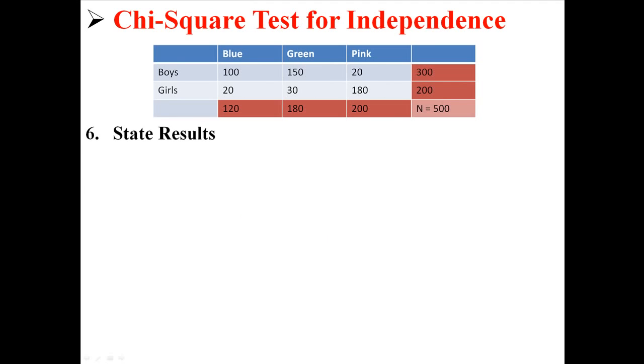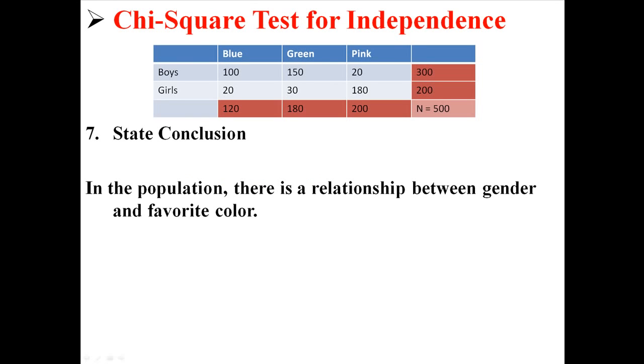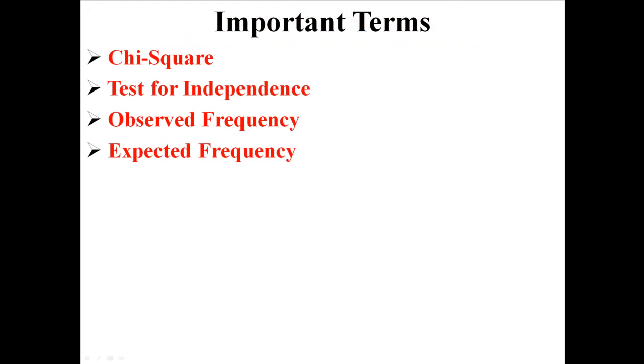276.389. So our result is, because our chi-square was greater than 5.99, it was 276.389, we will reject the null hypothesis. That is to say that in the population, there is a relationship between gender and favorite color, using the chi-square test for tests of independence.